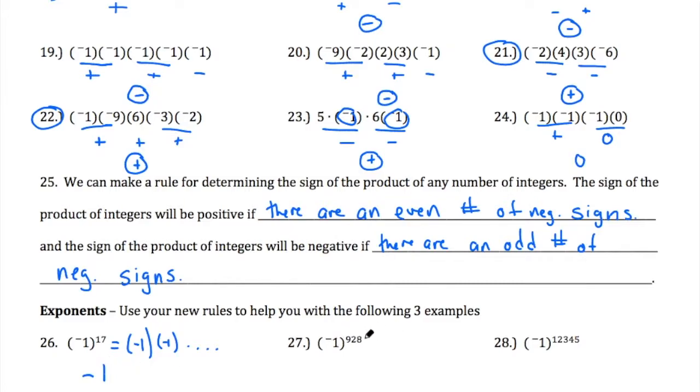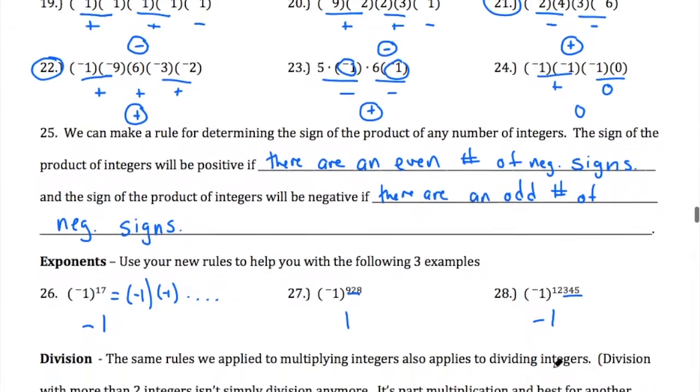Negative 1 to the 928th power. Whoa, we'd have 928 negative 1s multiplied by each other, but we can figure out the sign real quickly. Because there's an even exponent, there's going to be an even number of negative signs, so it's going to be positive, and since all the numbers are 1, 1 times 1 times 1 times 1, 928 times is positive 1. Negative 1 to the 12,345th power, well, that's odd. Since it's odd, the sign's negative, and it's just a bunch of ones, so we have negative 1.